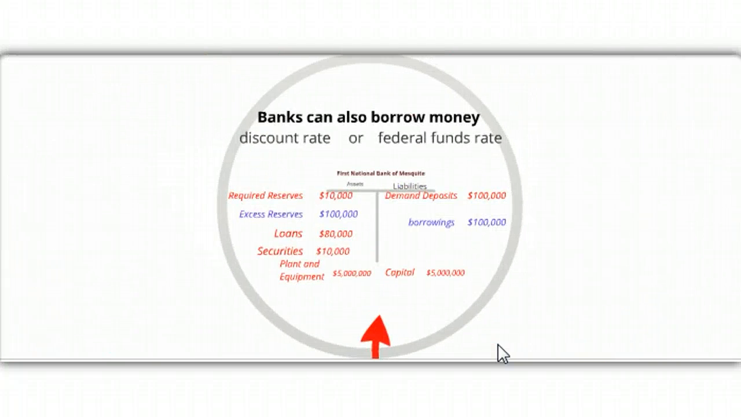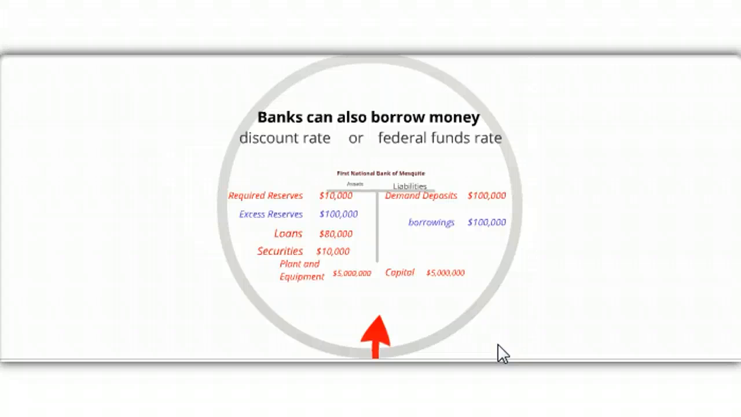Banks can also borrow money. There are two ways they can borrow money. One is called a discount window, or discount rate, and then there's a federal funds rate. The discount rate is when they borrow money from the Federal Reserve itself. Now, the Federal Reserve is often referred to as the lender of last resort. That's because no one really wants to borrow money from the Federal Reserve if they can avoid it.